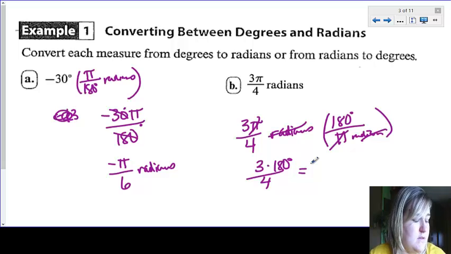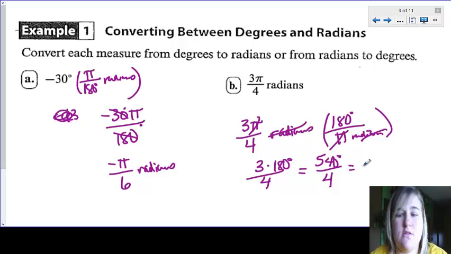And 3 times 180 gets me 540. So 540 over 4. So I'm just going to divide now. When I do that, I get 135 degrees, and that's my final answer.